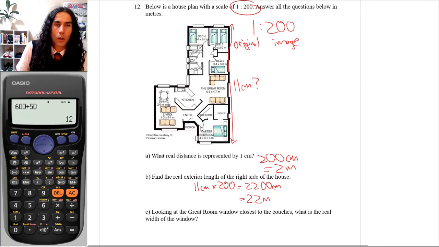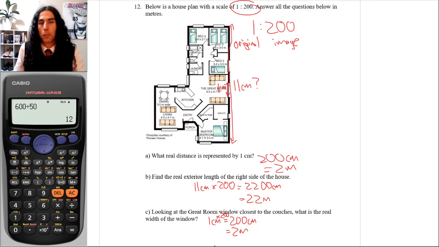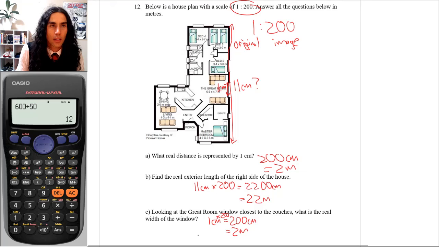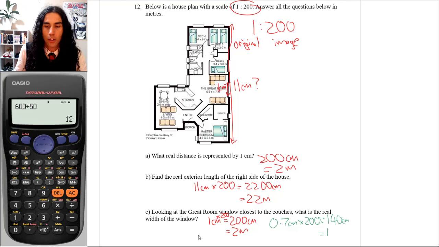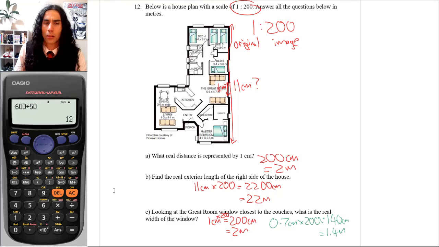Looking at the great window, what's the real length of the window? Great room's in the middle there. What is the real length of the window? I don't know, that's 1 centimeter. So it's actually 200 centimeters, which is 2 meters. I should say times 200. Now, but measure it properly. What if, let's pretend it's 0.7. Then times it, get 140, and get it right, because those decimals matter. So when you're measuring something that's small, be precise. Definitely nearest millimeter.